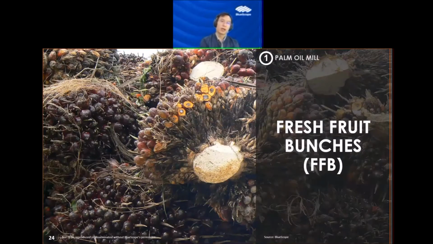Of course, in the sterilization process, what it does is take the fresh fruit bunches. These are the raw material for palm oil. They take these palm fruits from the plantation and ship them to the palm oil mill. Typically we call them fresh fruit bunches, or FFB in short. So it's not Facebook, it's FFB, fresh fruit bunches.